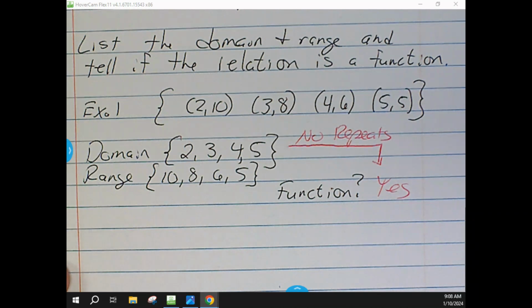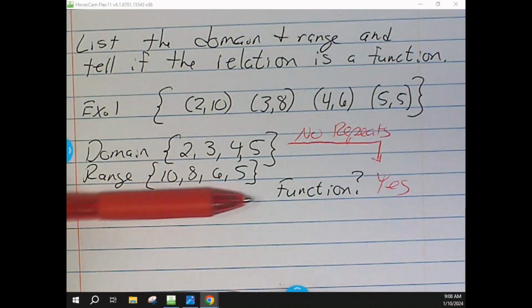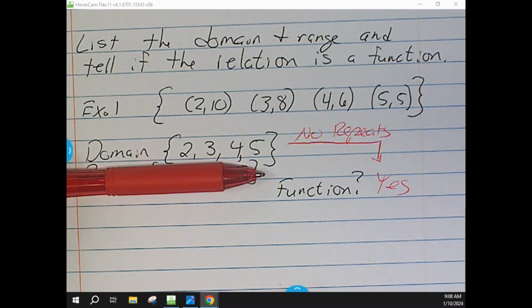Whenever you're looking at whether something is a function or not, you really don't even care about the range. I mean, we need some answers to go with it, but the domain is going to determine what your function is. Once you list off your domain, you can use that to help you figure out what this thing's going to do.